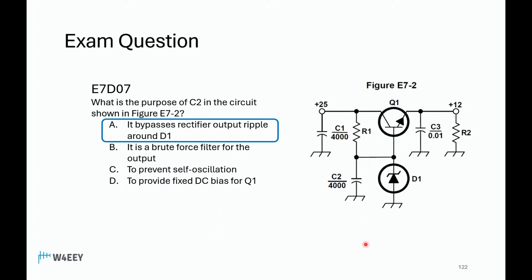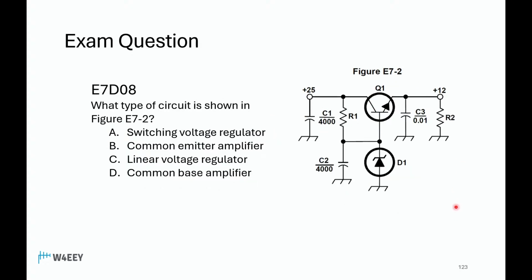What is the purpose of C2? I gave you the answer. You better figure that one out. You're gonna do that in the exam too, right? Yeah, they'll fill in the little box for you. Well, C2 is in parallel with D1, so it bypasses the output ripple, if there's any left over around D1, so that it doesn't modulate the output with it. Yep. Okay, this time I'll be more careful and not give you the answer yet.